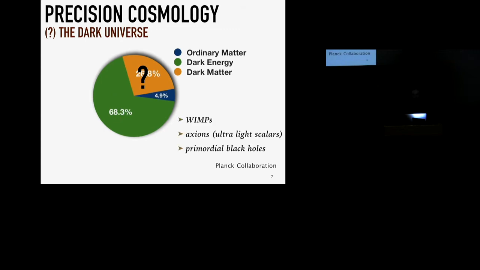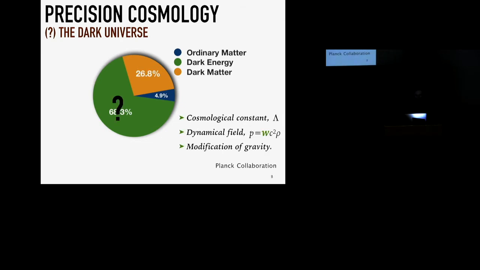So dark matter might be comprised of weakly interactive massive particles. More recently, it was proposed that maybe it's an ultralight scalar field, so-called axions. Or it might be, or at least a fraction of it, might be comprised of primordial black holes. So which of these possibilities is correct? We don't know. The other big question is, what is the nature of dark energy?